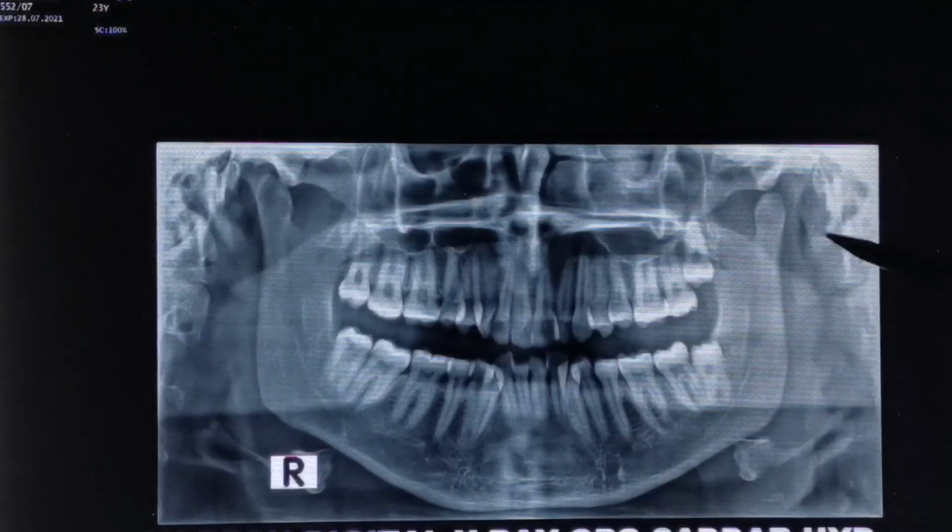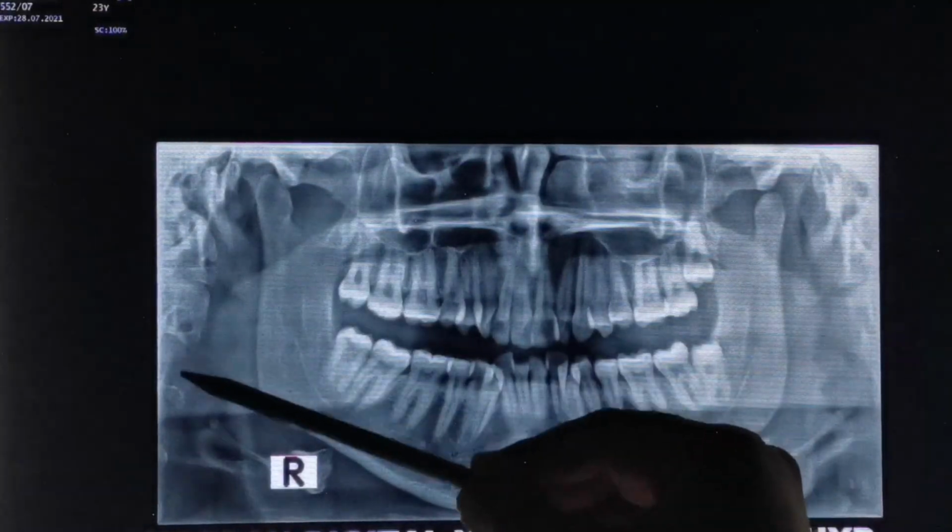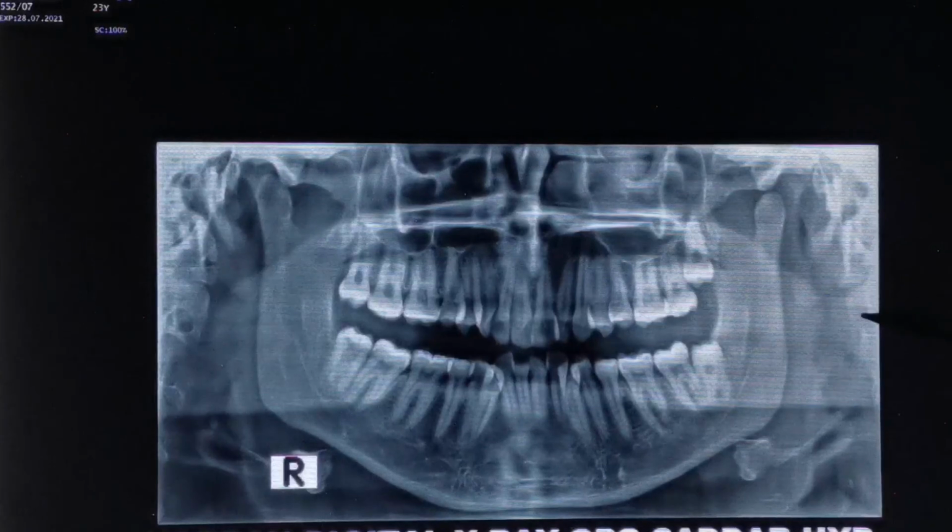Moving here, you can see these tiny little bones here and here. These are basically the vertebrae of the neck region. And below, you can see this small structure here and here. This is the hyoid bone.